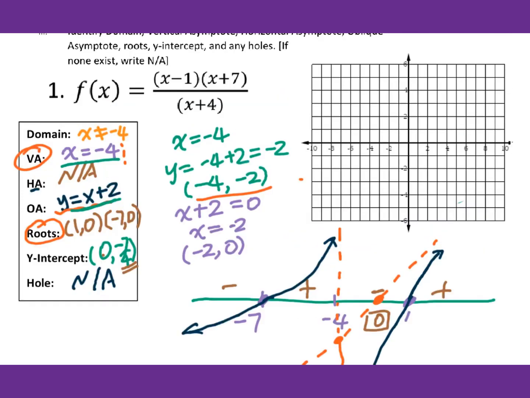Now, let's sketch the graph on this graphing paper. We will get asymptote line first. -4 is this. Oblique asymptote line, we need these 2 points, -2, 0, and -4, -2.